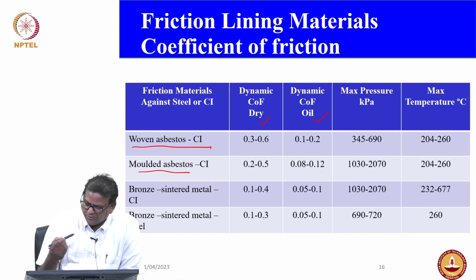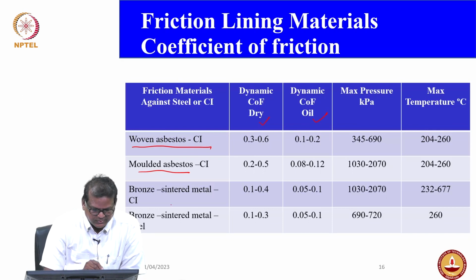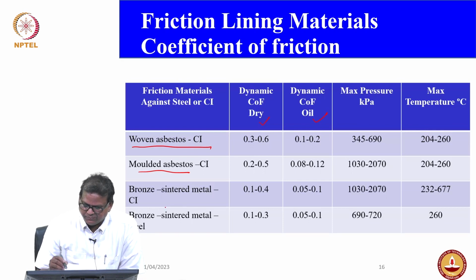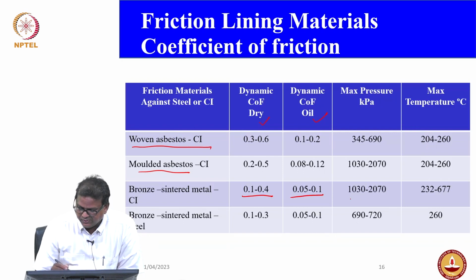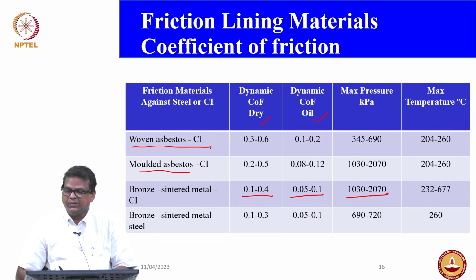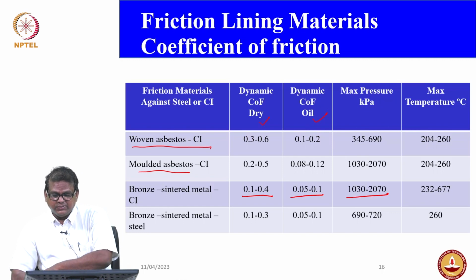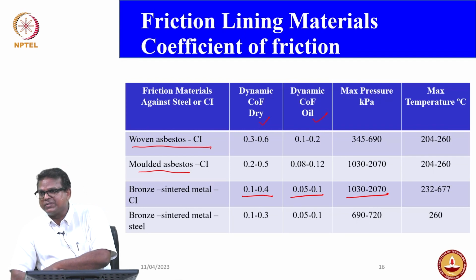Now people use bronze sintered cast iron. Look at the pressure that is going to be developed. The friction varies from 0.1 to 0.4, and it is all dynamic friction for the dry condition. This is for the dry condition, and this is for the oil condition. Pressure can be very high. You can go up to, can we say, 1 megapascal to 2 megapascal, right? That high pressure you can have.